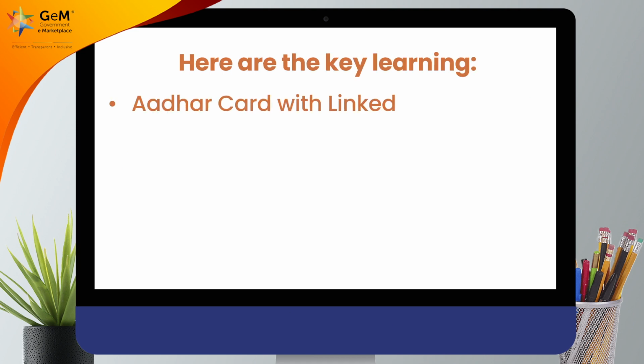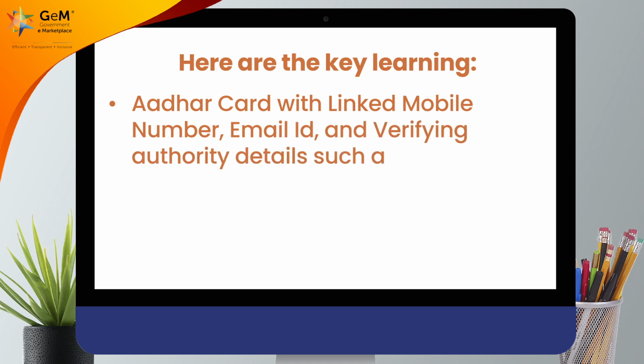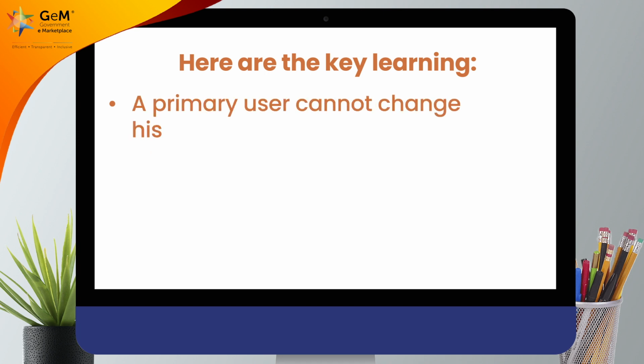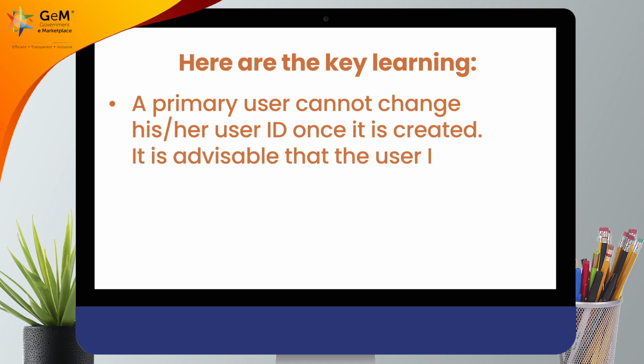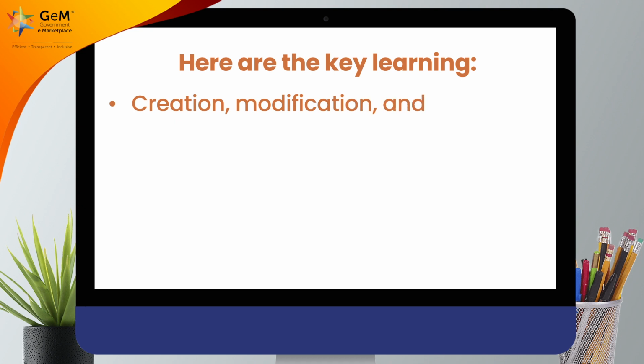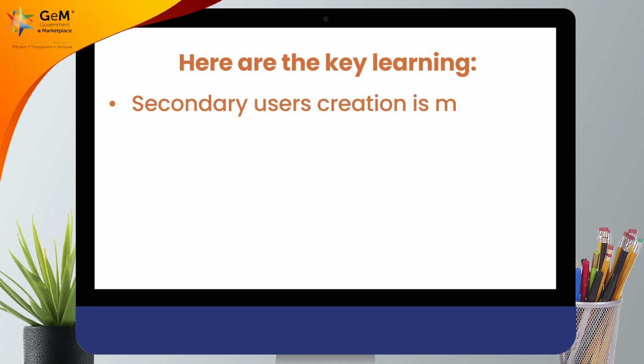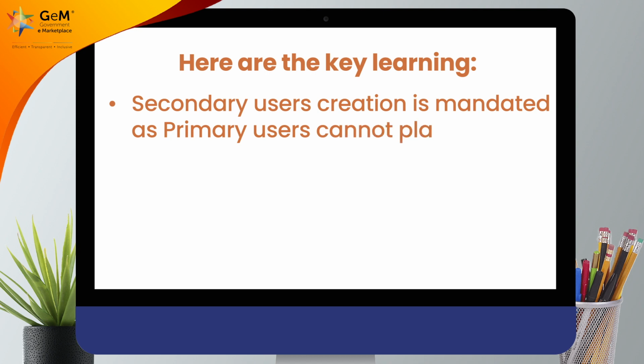Here are the key learnings. Aadhaar card with linked mobile number, email ID, and verifying authority details such as name and mobile number are required. A primary user cannot change his or her user ID once it is created. It is advisable that the user ID is carefully created as per the designation or department. Creation, modification, and deactivation of secondary users are performed by primary users. Secondary users creation is mandated as primary users cannot place orders on GEM.